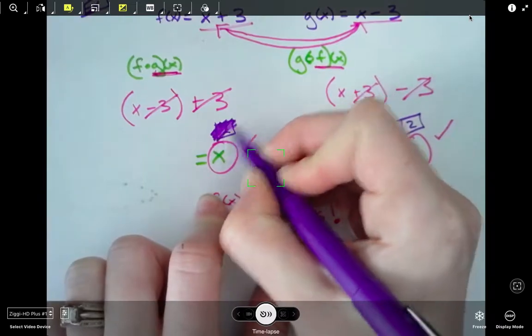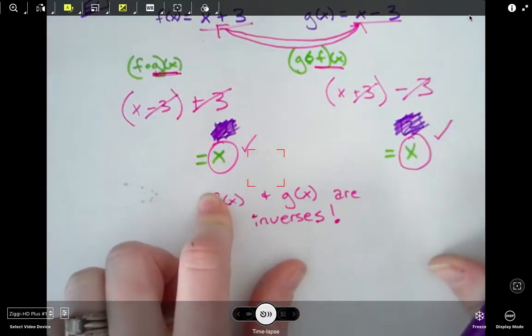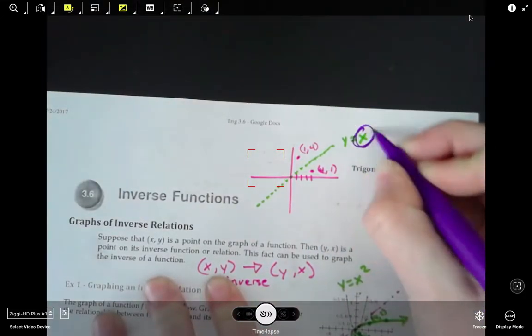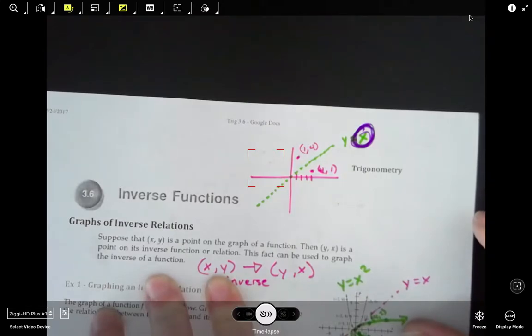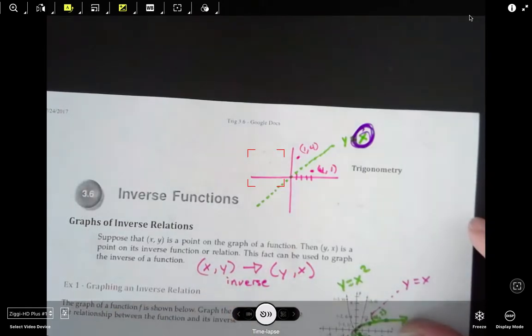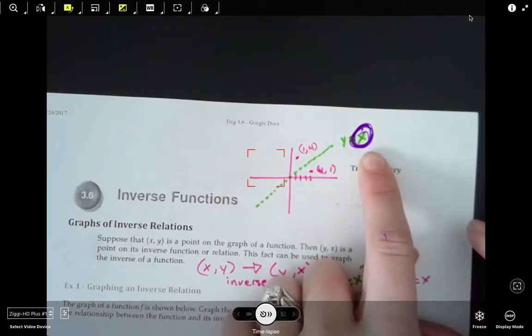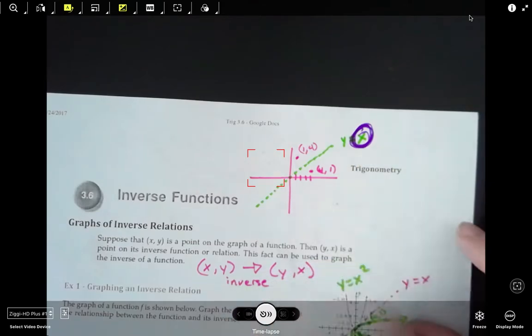And you know the reason why they have to be x when you cross them out? Your magical line that they are reflected over is the line y equals x. That's where that comes from. So when you compose one inside of the other and vice versa, you should come out to be x for both pieces if they are truly inverses of each other. That's a way to check.